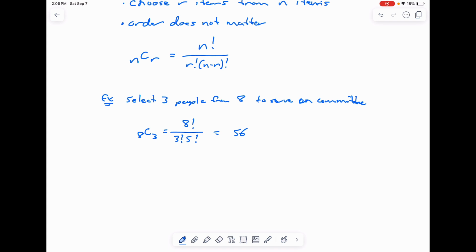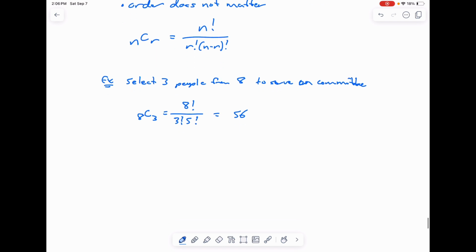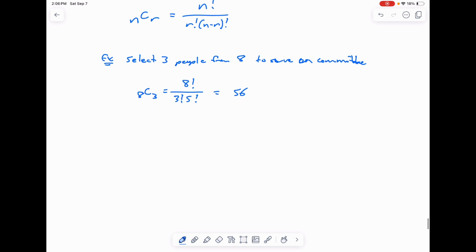John and then Julie are selected. Julie then John are selected. It doesn't matter. They're both on the committee. So where is that 3 factorial coming from? Well, let's suppose that we have 3 people, we'll just say Ann, Bob, and Chuck. Ann, Bob, and Chuck are going to serve on our committee. And again, it does not matter what order they were chosen.